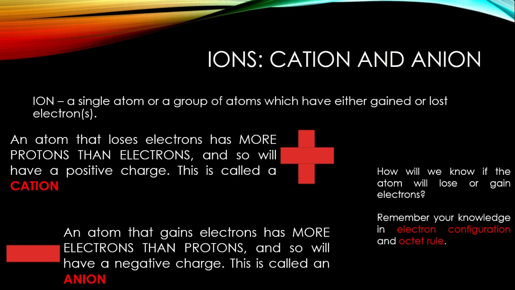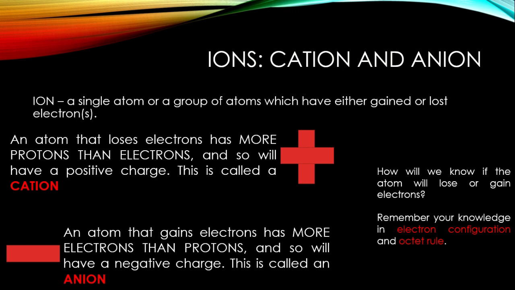Now, we go to ions. There are two types of ions, a positive one and a negative one. So bago tayo pumunta doon, let us define what ions are. So pag sinabi nating ion, it is a single atom or a group of atoms which have either gained or lost electrons. Bakit hindi protons? Bakit hindi neutron? Bakit electrons lang?